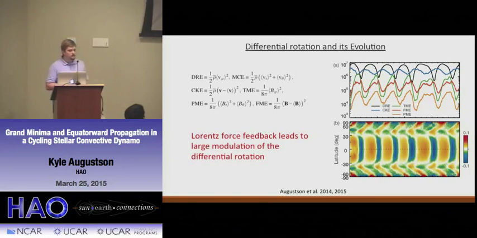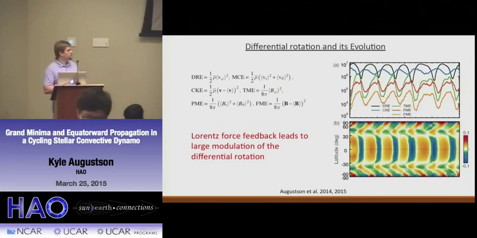Okay, so I mentioned that the differential rotation and the convection are modulated along with the cycle. In this case, you're seeing the differential rotation energy in black, averaged over the entire volume. You have kinetic energy in the convection in blue, toroidal magnetic energy in green, fluctuating magnetic energy in red, and poloidal magnetic energy in orange. You can see that the toroidal magnetic field is much larger than the poloidal field, by about a factor of 3 to 10 in energy.